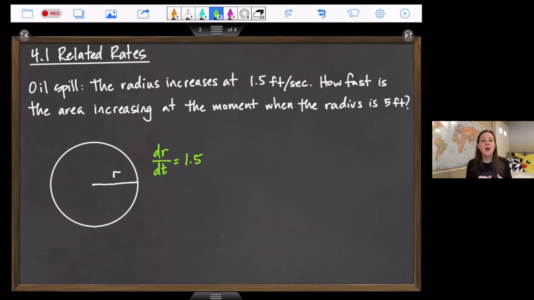They ask us how fast the area is increasing. So they're asking us how fast is area changing with respect to time. So what they want us to calculate is dA/dt.